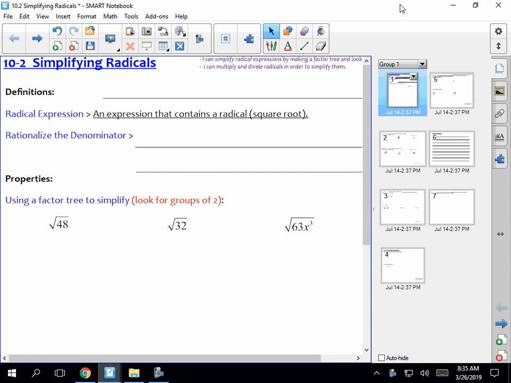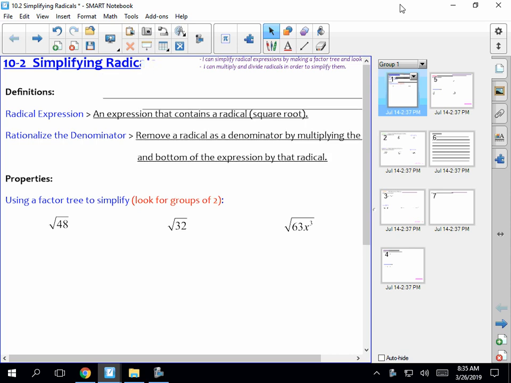And then the other thing that shows up when you're talking about special right triangles in geometry is rationalizing the denominator. The denominator is the bottom of a fraction. The goal will be to remove any radicals that you have at the bottom. This is kind of wordy. I would just say removing a radical as a denominator. You could stop right there. And I'll show you the process of what we do to rationalize the denominator, hopefully today.